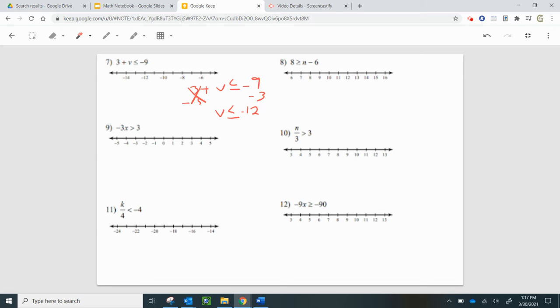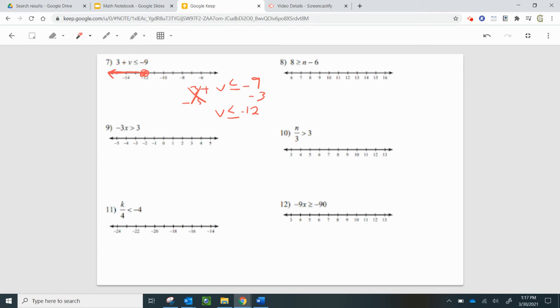So I find negative 12 to graph it. Make a circle. It's or equal to, so I'm going to fill it in because it could be negative 12. And then it's less than, so I need to go into more negative numbers, which means going to the left. So looking at this, remember that you can't graph it until you solve it. So you got to get the variable all by itself, using the same steps, and then graph it.